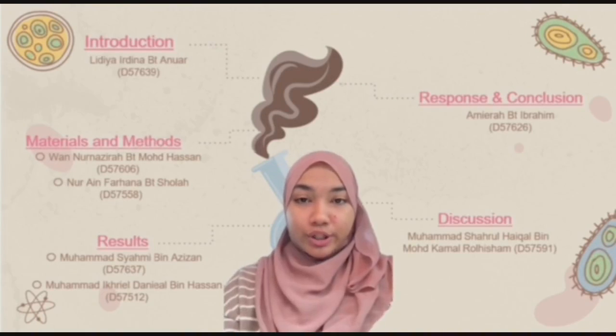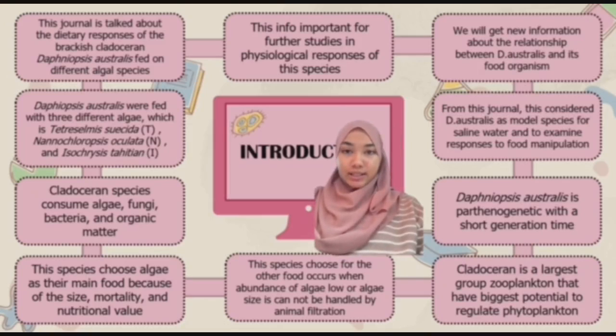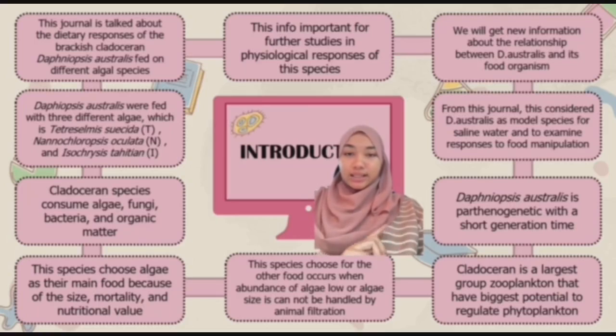Today I would like to introduce the journal that we have already read, which is about dietary responses of the brackish cladoceran, Daphniopsis australis. They feed on different species of algae. Daphniopsis australis feed on 3 different algae species, which are T, N, and I. T stands for Tetraselmis suecica, N stands for Nannochloropsis oculata, and I stands for Isochrysis tahitiana.